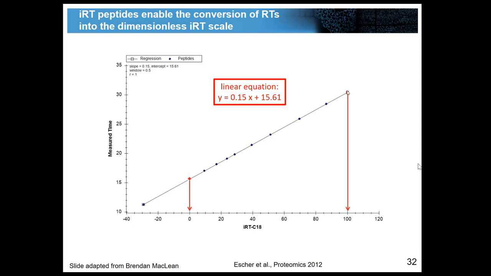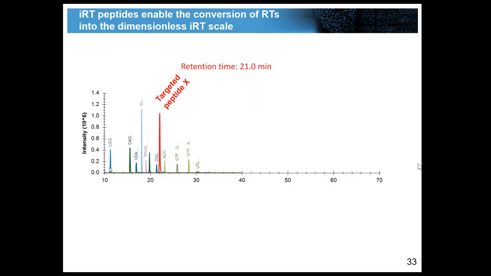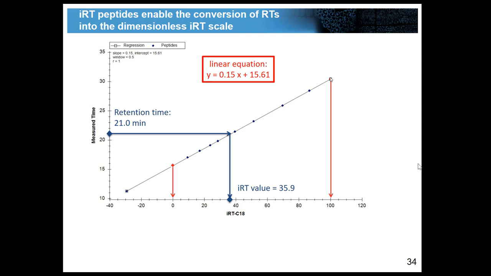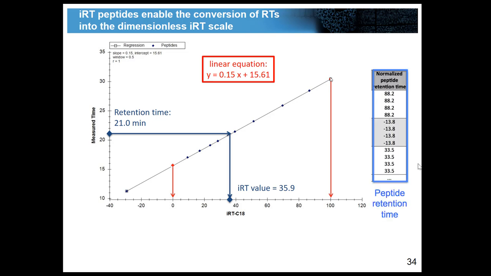So here you see plotted the actually measured retention time versus the iRT value, and by setting this one to 0 and this one to 100, they created this linear correlation, okay? And what you can do now when you do this trick, you can simply measure any target peptide together with these 11 reference peptides. So let's assume we have a target peptide X that has a retention time of 21 minutes. And you can then use this linear correlation and transform these 21 minutes into an iRT value of 35.9. And that's the value that you store in your peptide query parameter table here in this column.